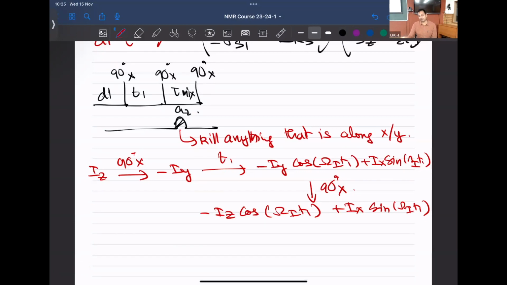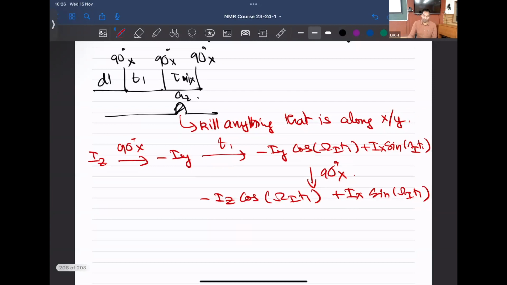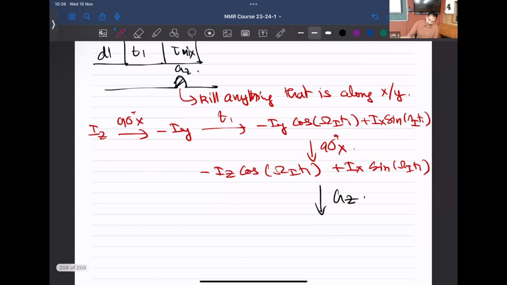Yeah, so this is through space. So I'm not writing the scalar coupling component here. Now in the tau m period, no pulses are applied. Z is longitudinal magnetization. X is going to experience relaxation, transverse relaxation. But most importantly, the application of the gradient is just going to kill anything transverse. So you're only going to have minus IZ cos omega I T1 remaining there.